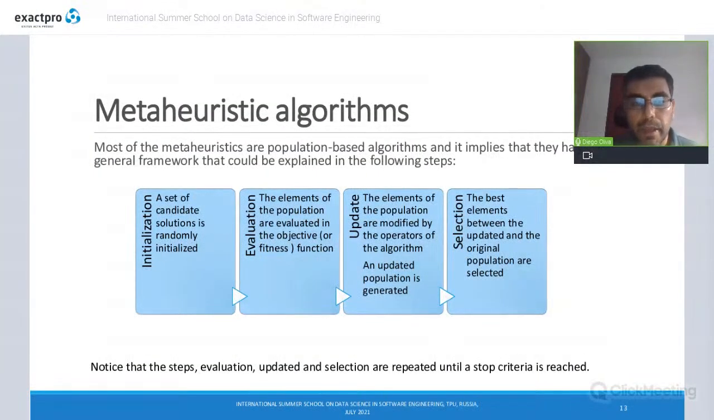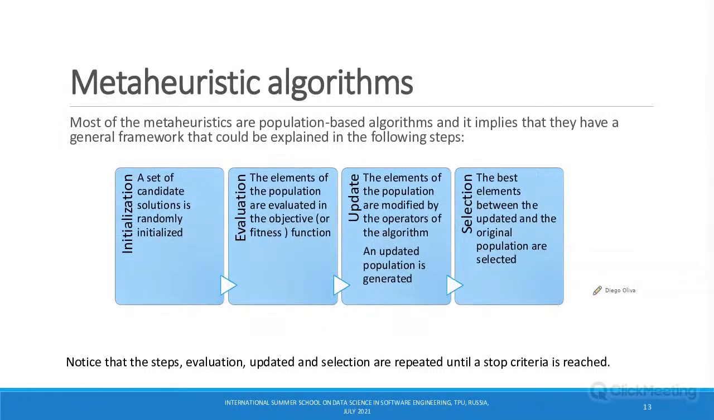So now we are going to discuss the steps that all metaheuristics share. Okay, because there are a lot of metaheuristics, but all of them have these steps that are present here in the image. So we have the initialization here, that is a step where we are going to distribute the initial solutions. This process is commonly performed randomly.